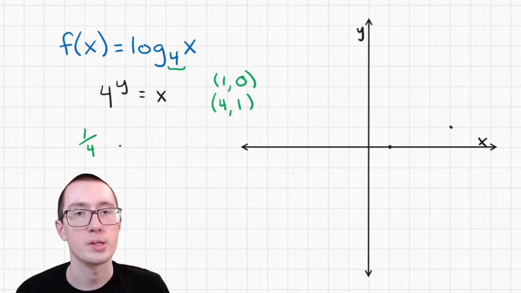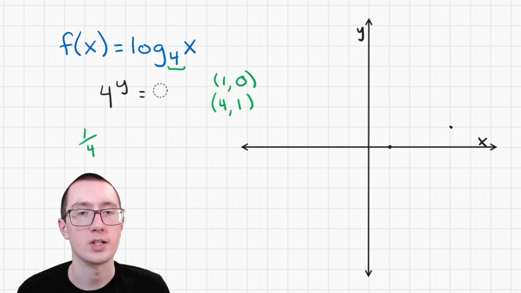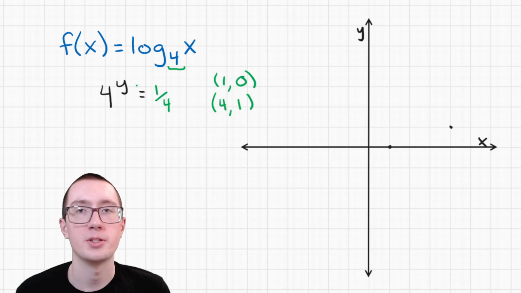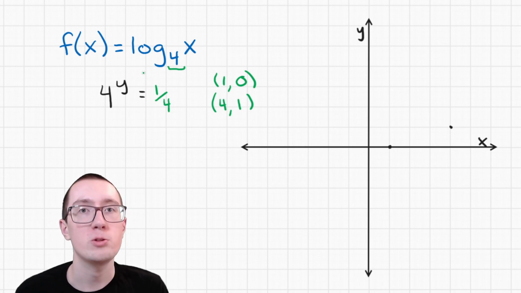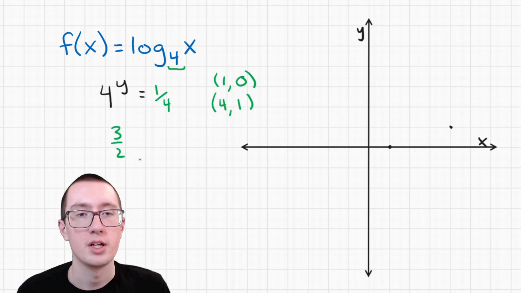And now the third point that you should always plot is 1 over 4. So we're going to plug in 1 over 4 for x. Now, why are we plugging in 1 over 4? Well, there's another exponent rule that we can use here to make this really easy. Remember that anything to the power of 1 is itself, but also remember that a negative exponent flips the fraction around. So for example, if you had 3 over 2 and you put it to the power of negative 1, then you just flip the fraction. It becomes 2 over 3.